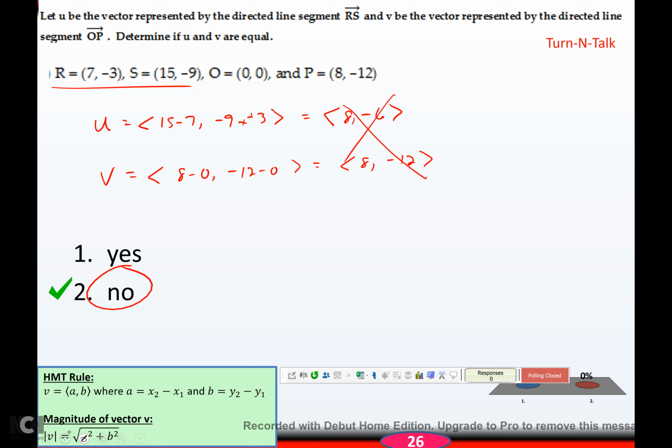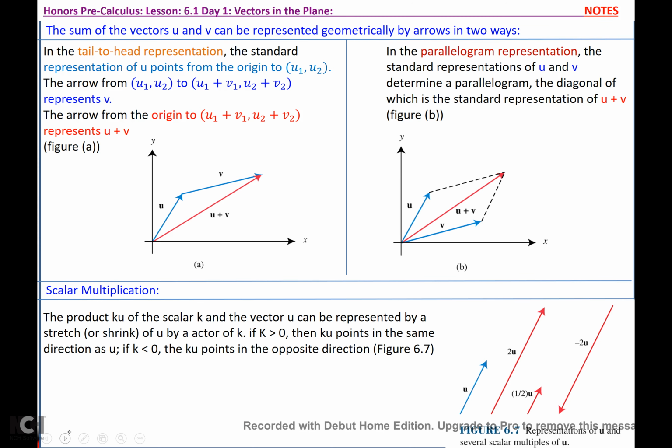Alright, adding, subtracting, and multiplying vectors. I'm going to show you geometrically how to add and subtract vectors. You don't have to do it geometrically. Algebraically it's really easy, but it's kind of helpful if you can see how these are added. It says in the tail to head representation, the standard representation of U points from the origin to U1, U2. So they're talking about this point right here. The arrow from U1, U2 to U1 plus V1, U2 plus V2 represents V.